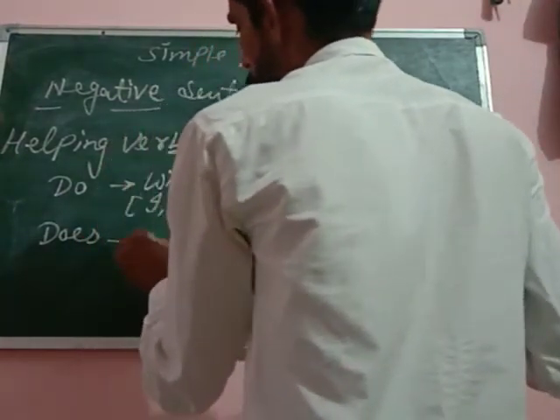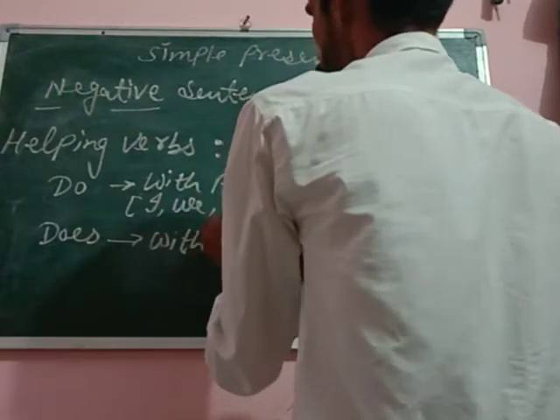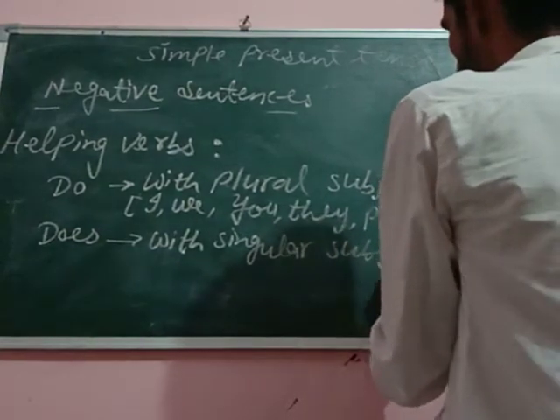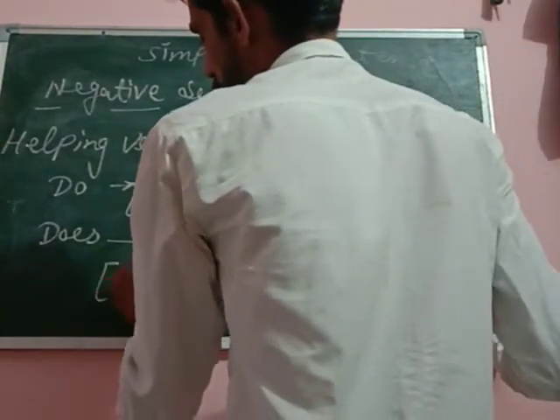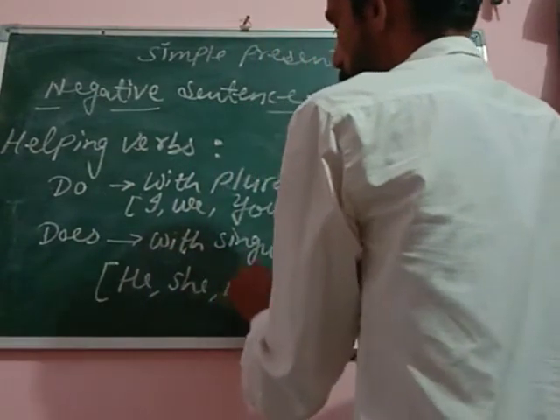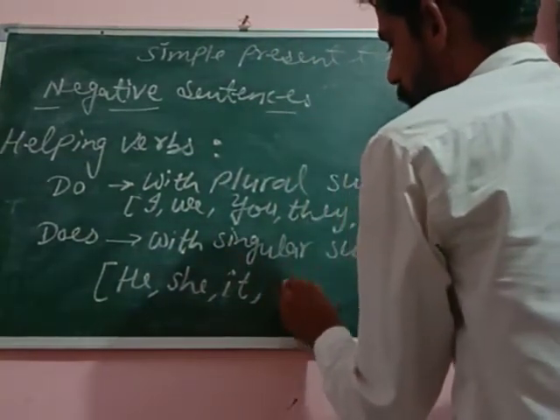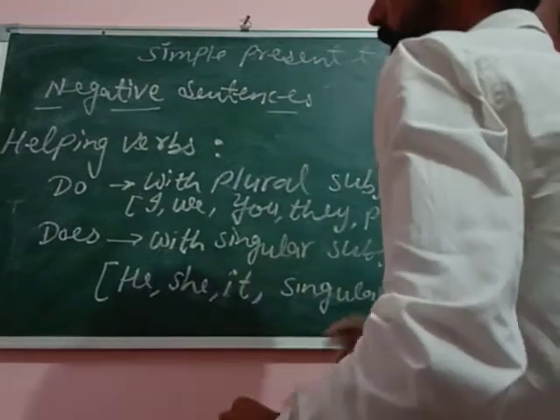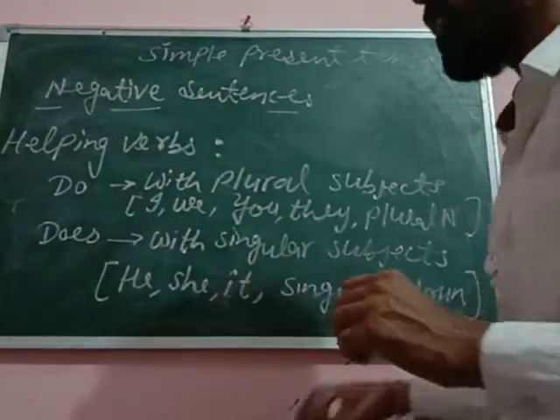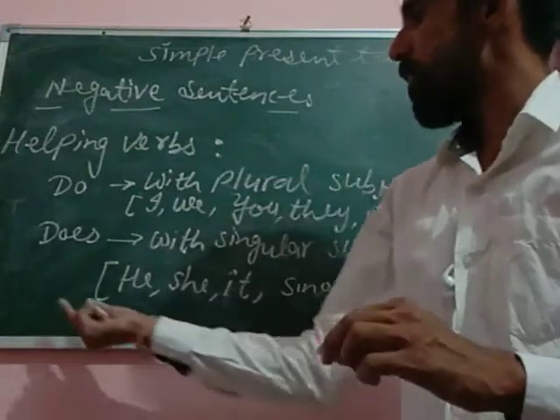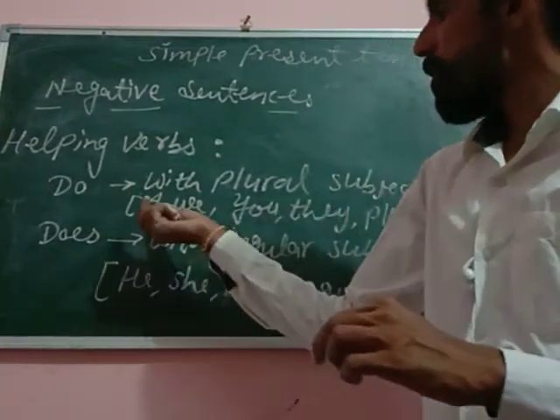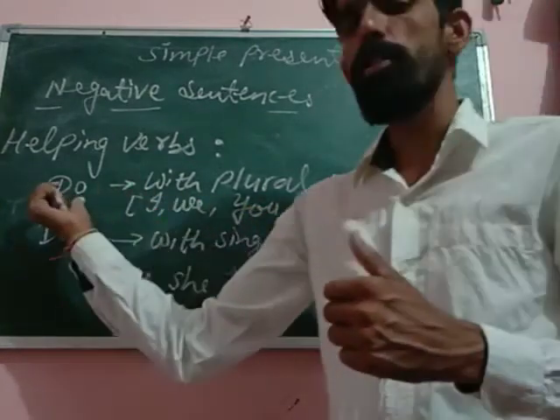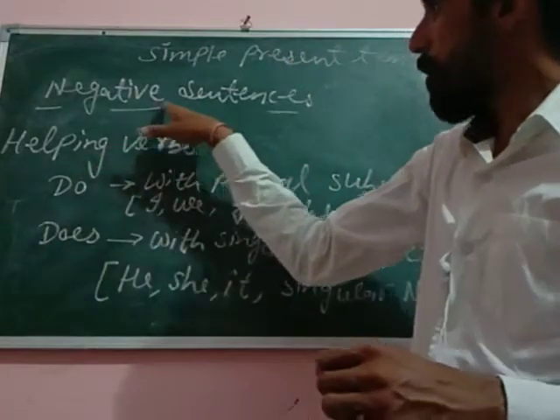Whereas does is used with singular subjects. In singular subjects we include he, she, it and any singular noun. If in a sentence he, she, it or a singular noun is given to us, in that condition we use does. And if there is I or we or you or they or any plural noun, in that condition we have to use do. We are discussing negative sentences.